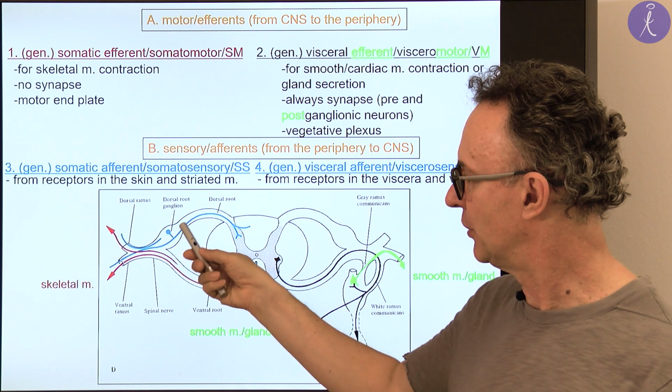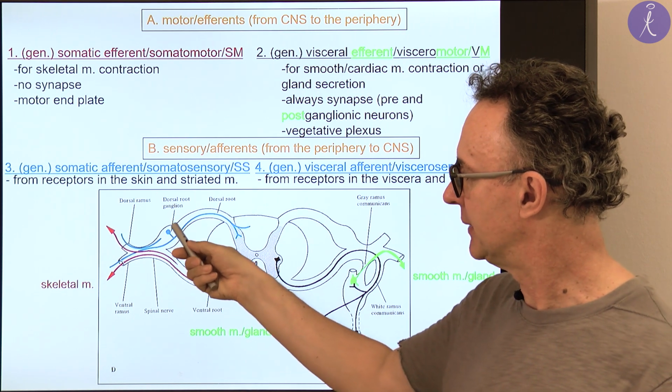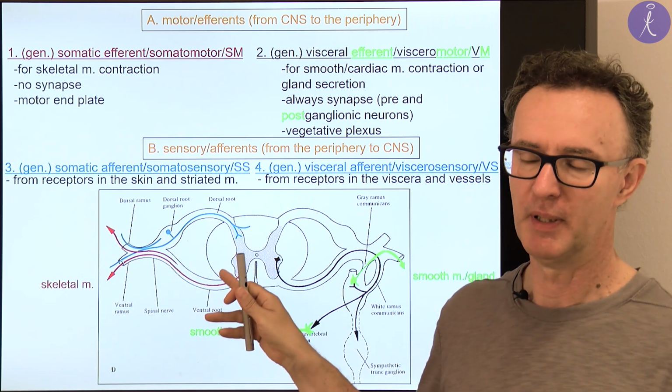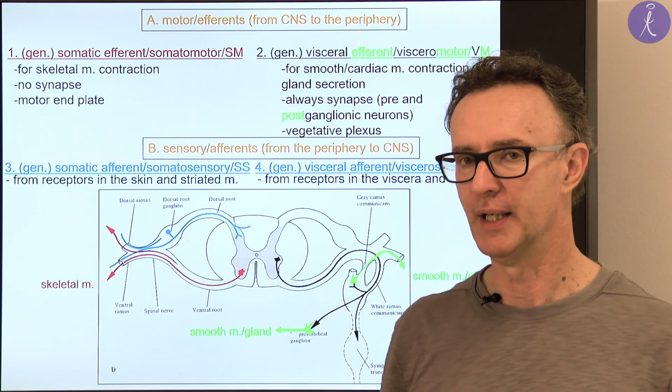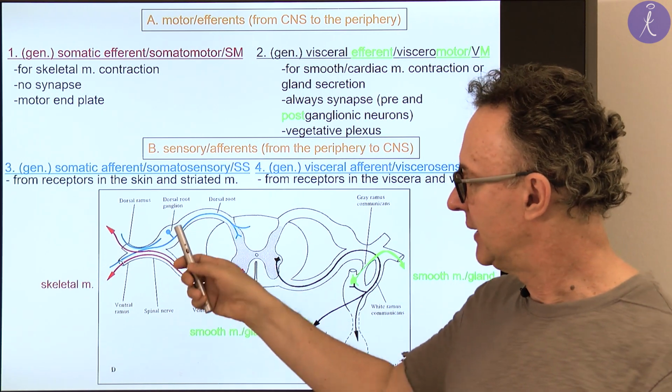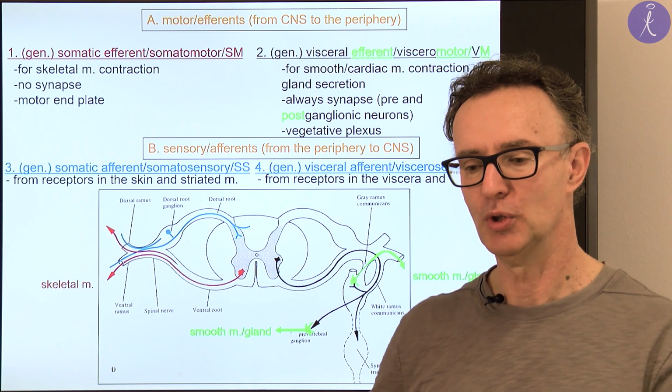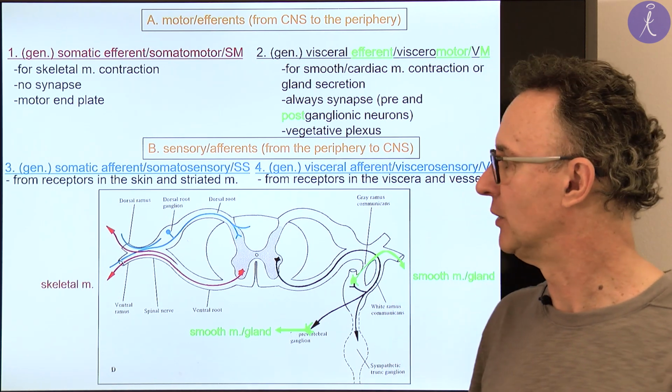So these are pseudounipolar nerve cells, and the cell bodies are located at the level of the spinal cord, at least, in the dorsal root ganglion. Now, these are the well-known functions, the somatomotor and somatosensory innervations.